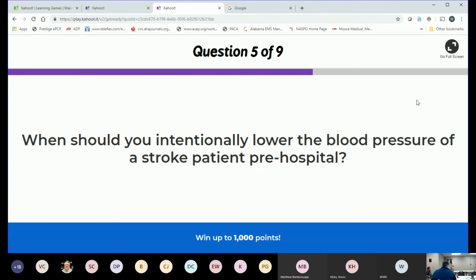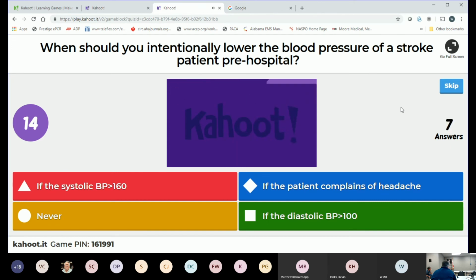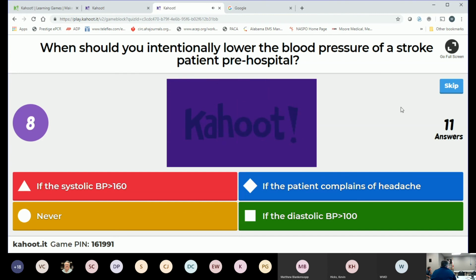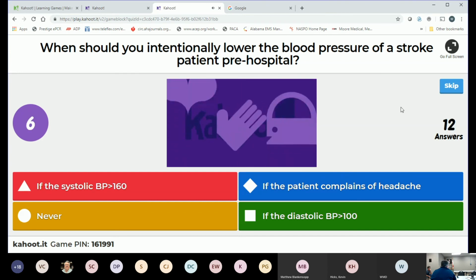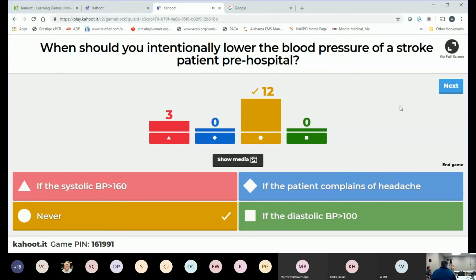When should you intentionally lower the blood pressure of a stroke patient in the pre-hospital setting? If the systolic blood pressure is above 160, if the patient complains of a headache, if the diastolic blood pressure is above 100, or we should never intentionally lower the blood pressure of a stroke patient pre-hospital. Which of these is true? Never. We don't intentionally lower the blood pressure of a stroke patient pre-hospital. That can actually harm the patient pretty significantly. They may control the blood pressure in hospital, but we should not do it pre-hospital.